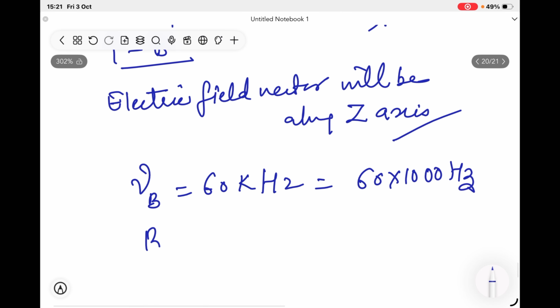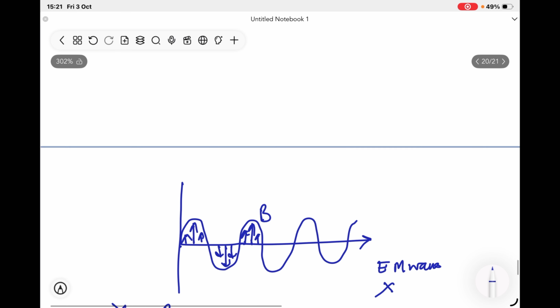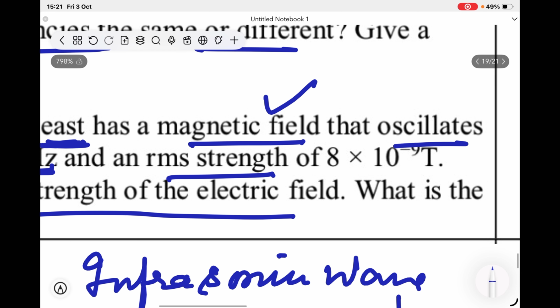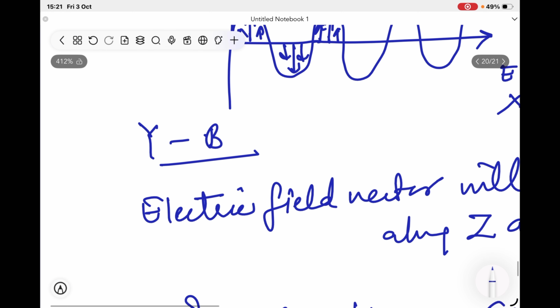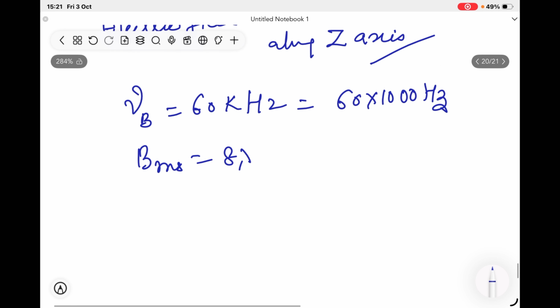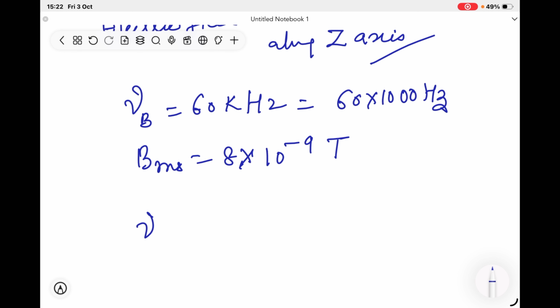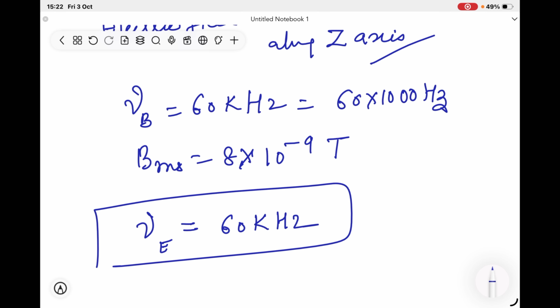And then the RMS value of the magnetic field was given as 8 into 10 to the power minus 9 Tesla. We are asked the frequency of the electric field, so the frequency will be the same. Sine omega t is sine omega t for both, whether it is the electric field or the magnetic field. So the frequency for the electric field will also be 60 kilohertz. So one answer is this.